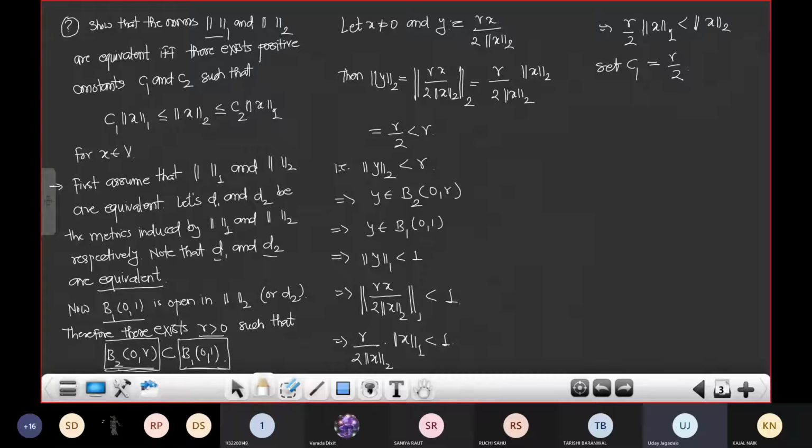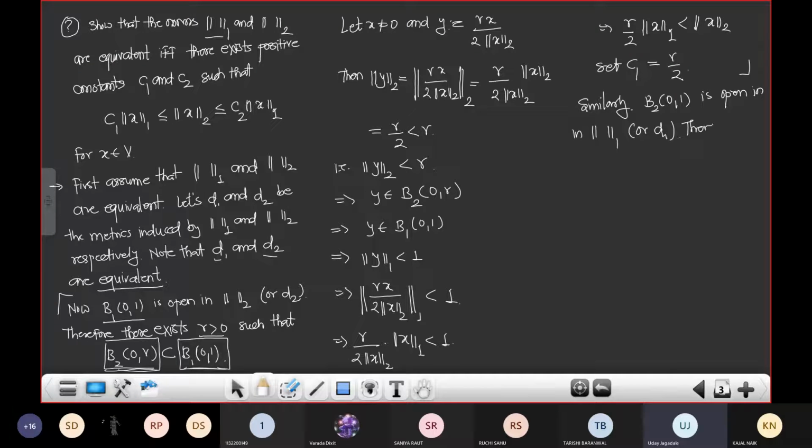Now to find c2, repeat the same argument. Similarly, this ball B2(0,1) is open in norm 1 or D1. I'm going to follow all the arguments which I have presented here onwards. Same arguments. So similarly, B2(0,1) is open in norm 1 or D2.